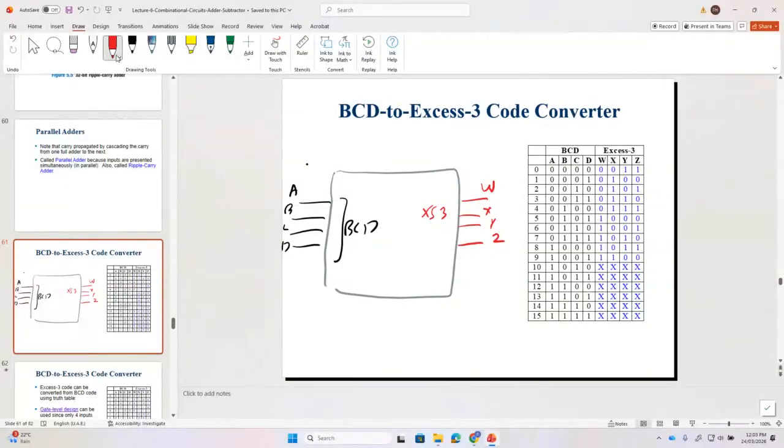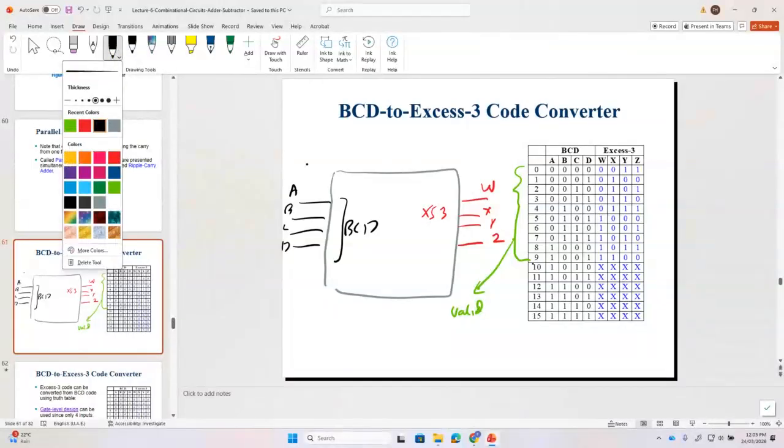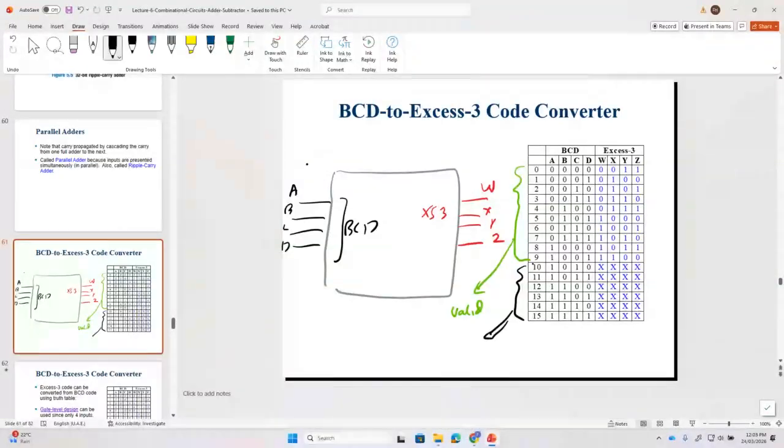Can you tell me? 0 to 9 are valid. And from 10 onward, these are what? Invalid codes. Remember?